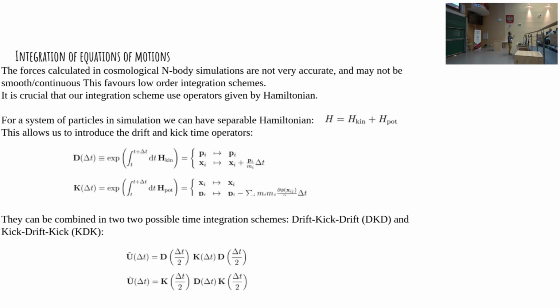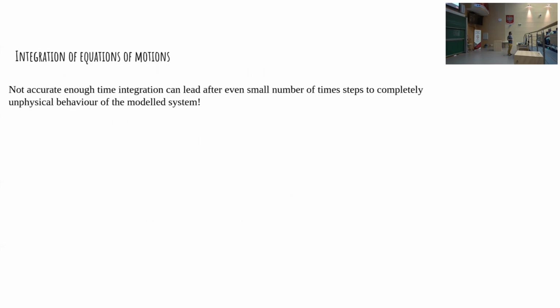The thing is that we want to integrate the equations of motion of the multi-particle system, and we want to do it in a way that the energy is conserved as precisely as we can, because if we screw up our energy conservation, we're going to have a wrong orbit, a system that gains or loses energy, and it's not very good. So not accurate enough time integration, even a very small error, will accumulate very quickly over the time steps and will lead to completely unphysical behavior of our model system.